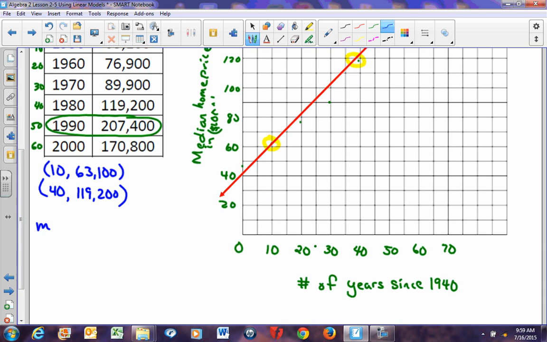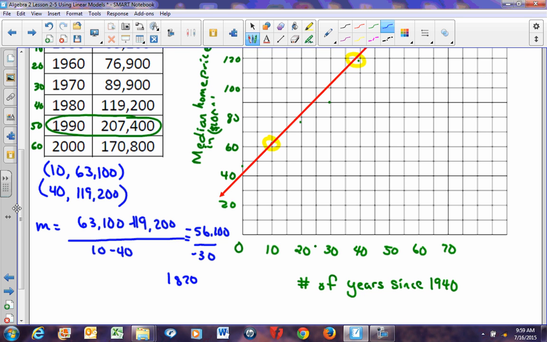I'm going to do the slope of these lines. I'm going to do 63,100 minus 119,200 over 10 minus 40. Let's subtract those really quick. 63,100 minus 119,200 gives me negative 56,100. If I divide that out, I'm going to get a positive 1,870 over 1. So my slope is 1,870.